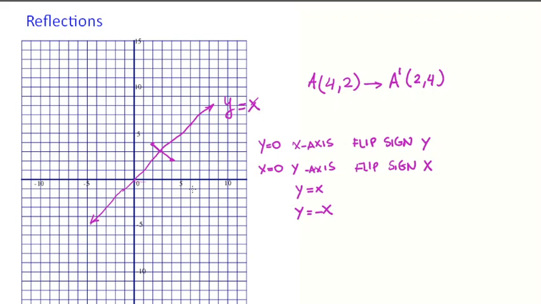Now the last couple ones, when you do y equals x, take a look at the example that we have here. We're going to flip x and y. So x and y, you're going to flip them, right? So x becomes y and y becomes x. Now when you do y equals negative x, you not only flip those, but you also flip all signs.